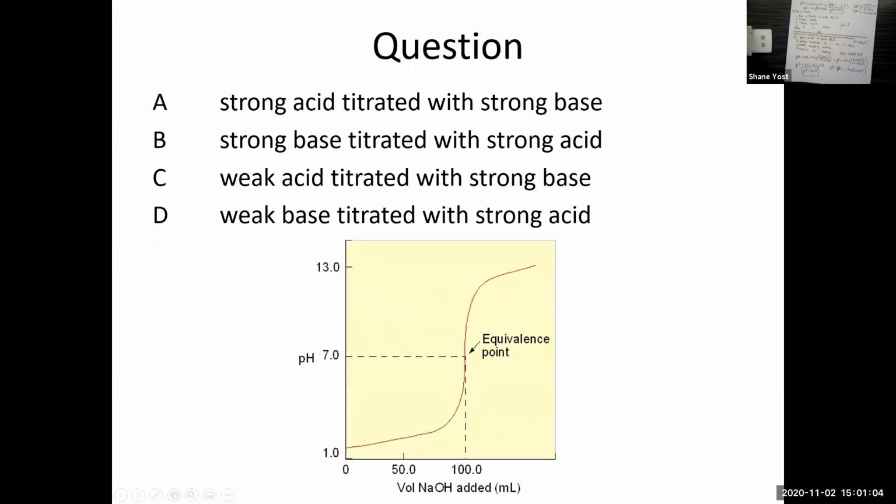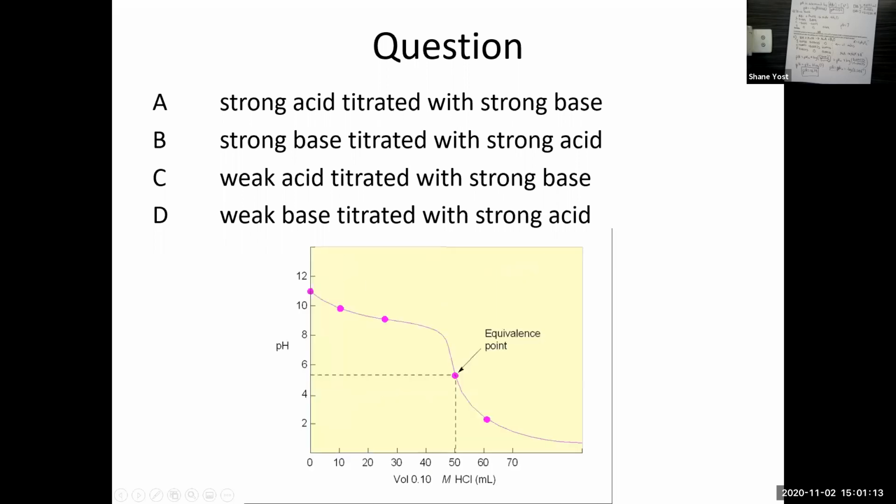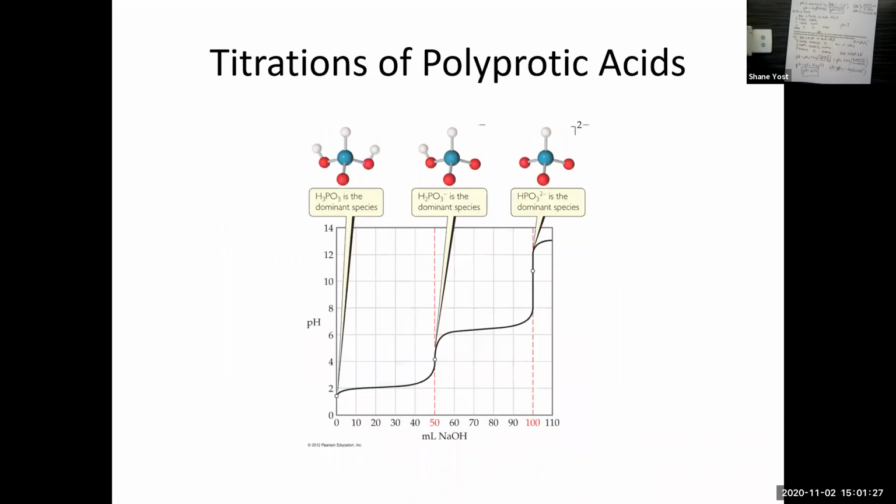I guess a lot of these you got a hint by what is the x-axis, right? The titrant was on the x-axis for all of these, which is a strong base, strong acid, strong base, strong acid. Kind of knew what they had to be based off of that as well. But questions about these curves? Right, another type of titration that we might deal with are polyprotic acids. Okay.